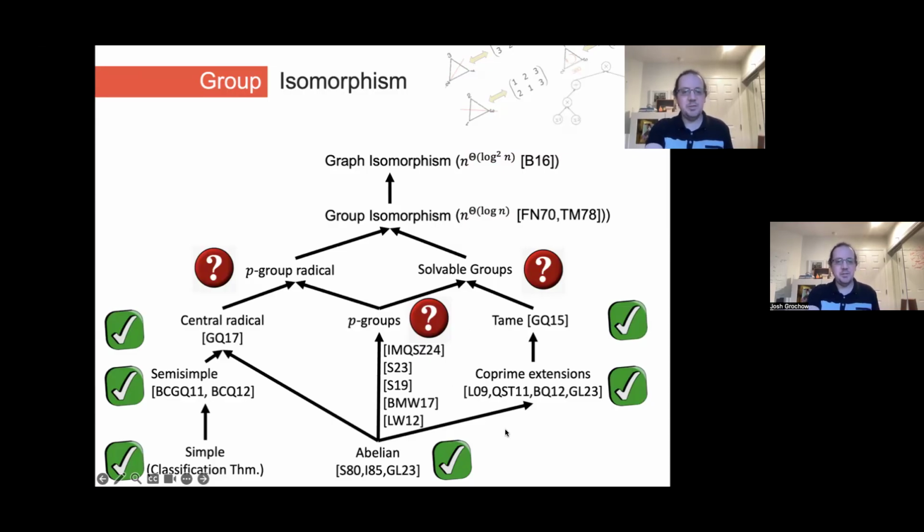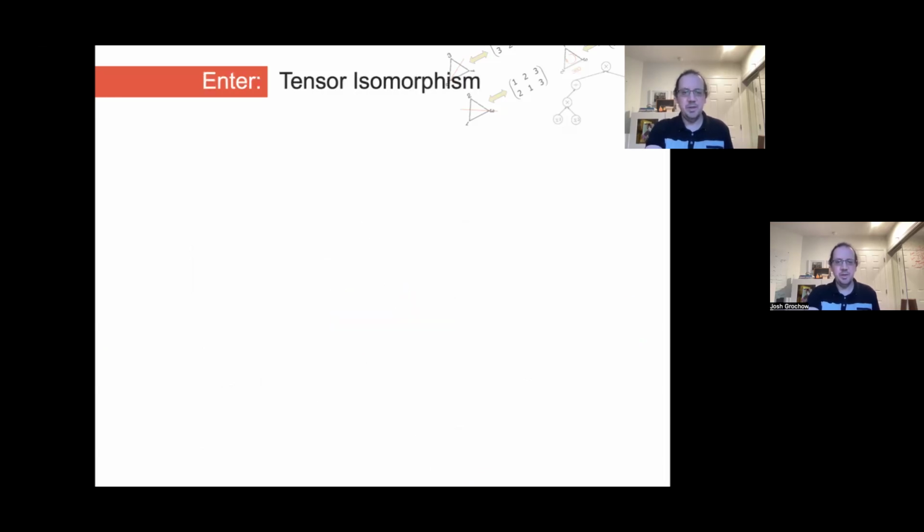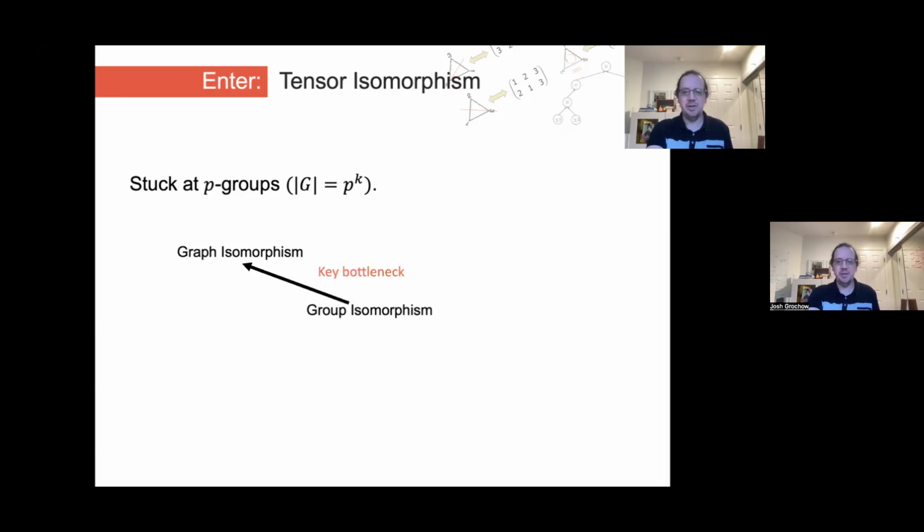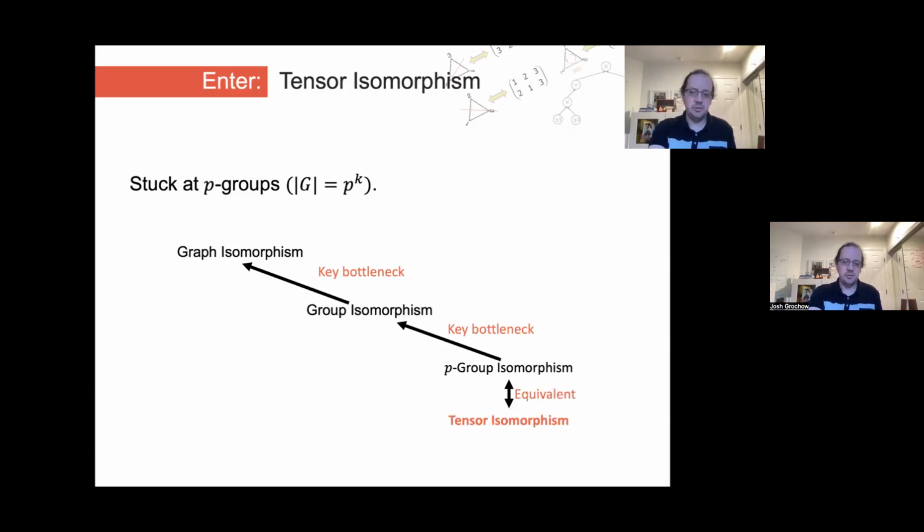But one of the key cases where we're stuck, and that is going to be one of the things we focus on here, is p-groups. And this is where the relation with tensors comes in. So we said we're stuck at p-groups. These are groups whose order is a power of the prime p. And so we said, from graph isomorphism, group isomorphism is a key bottleneck. Turns out that p-group isomorphism is a key bottleneck for general group isomorphism. And certain cases of p-group isomorphism, which are the bottleneck there, turn out to be equivalent to tensor isomorphism.